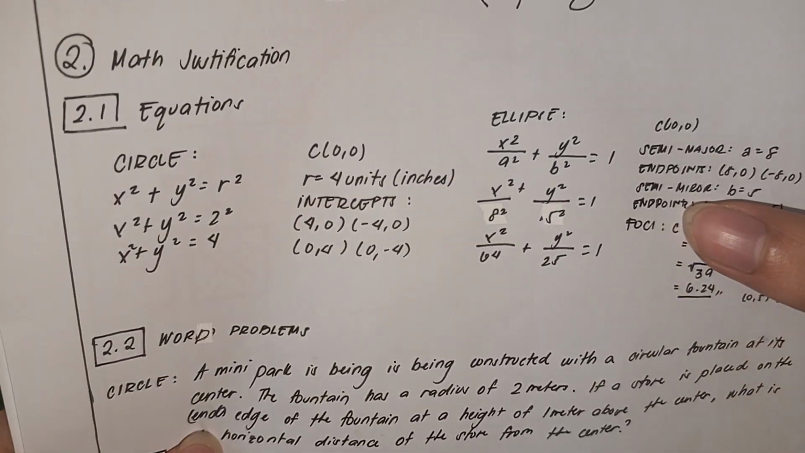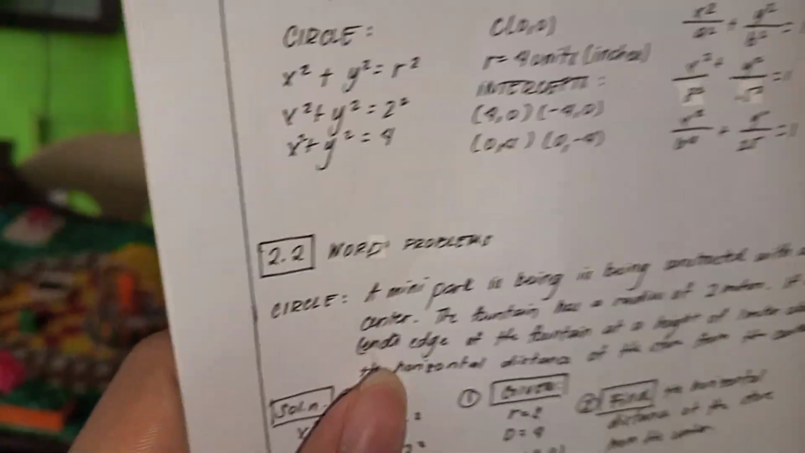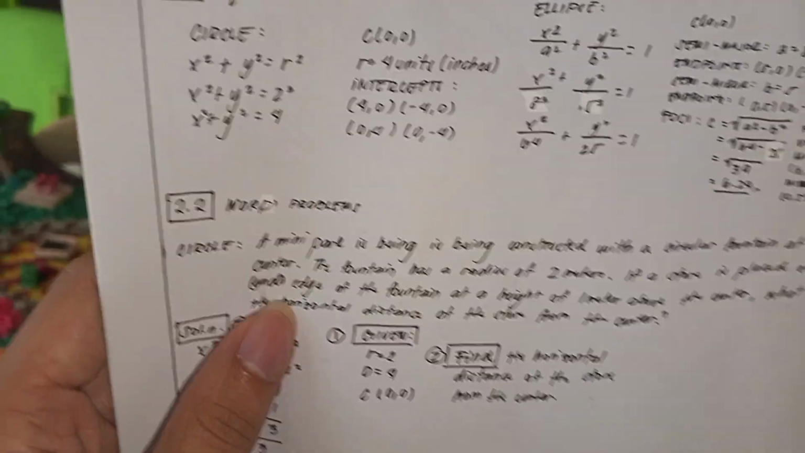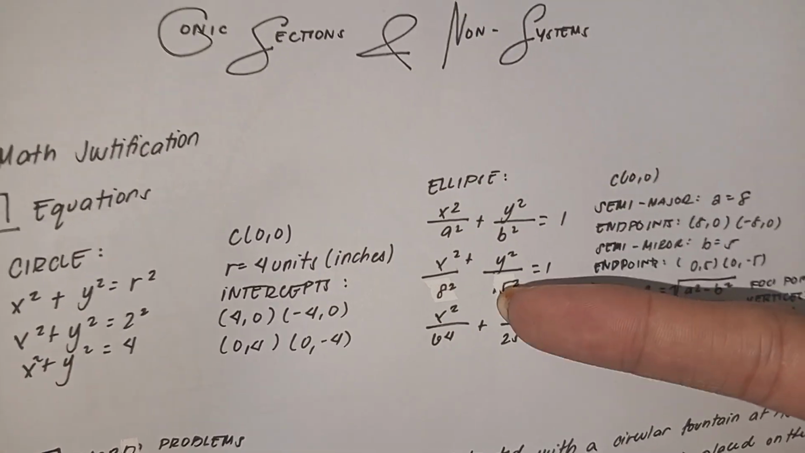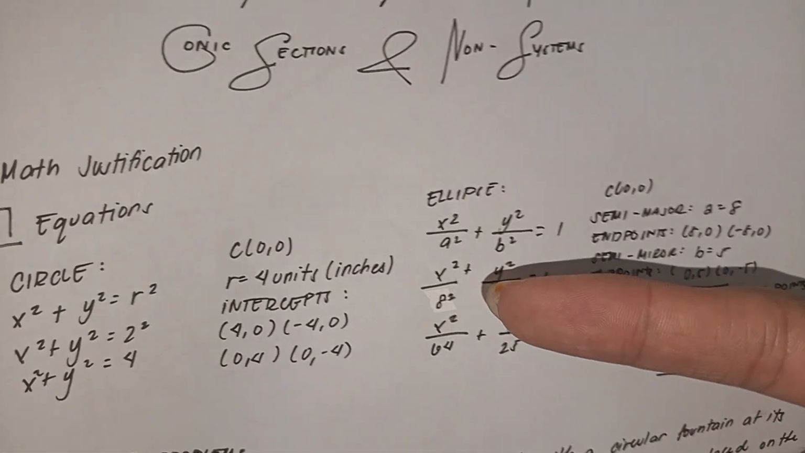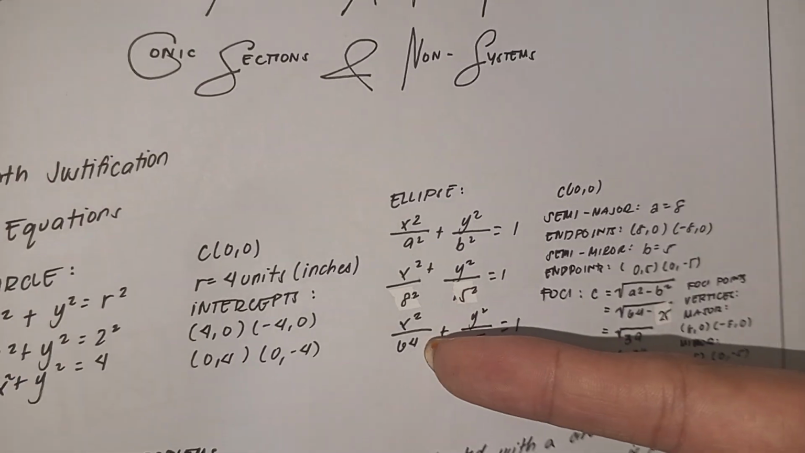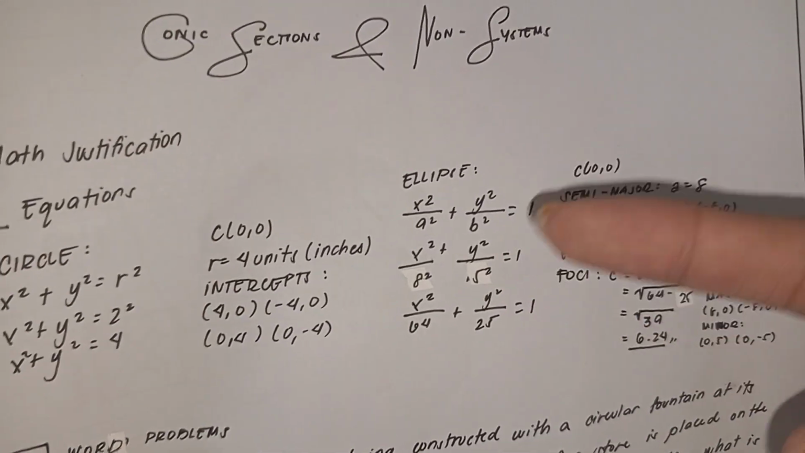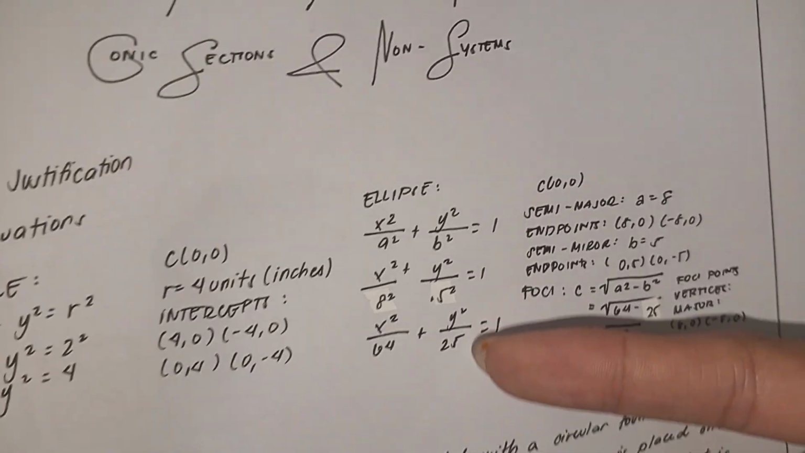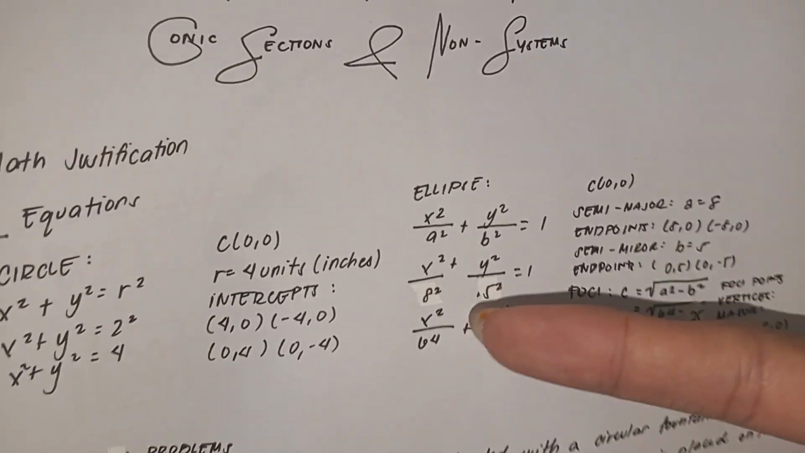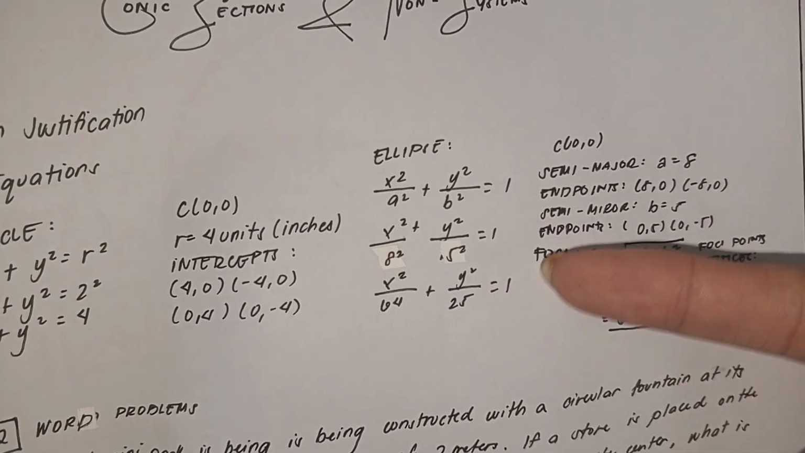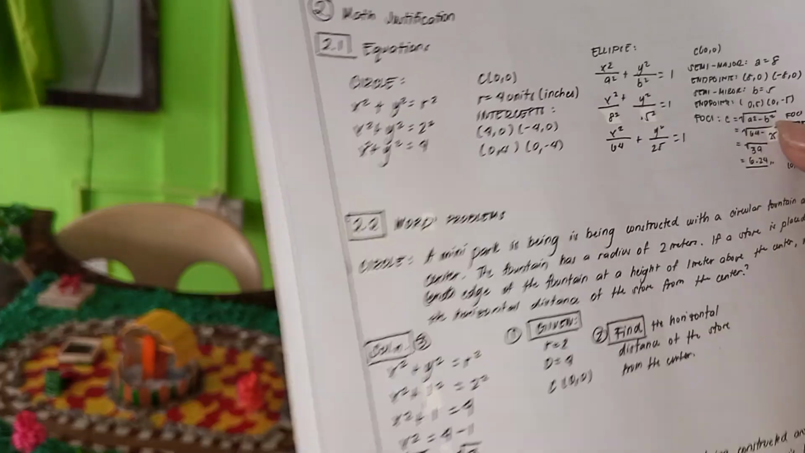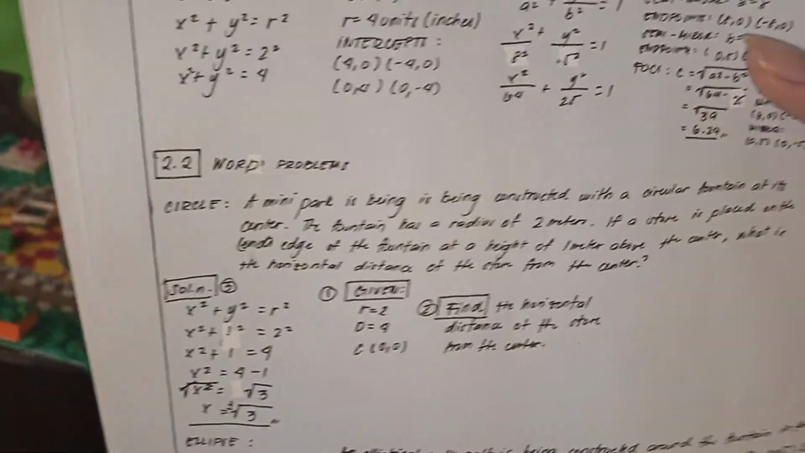Now let's substitute them into the equation of the ellipse. x squared over a squared plus y squared over b squared equals 1. So a is 8, and 8 squared we just get 64. And for b, we have 5, so 5 squared is 25. So the equation is x squared over 64 plus y squared over 25 equals 1. Now, we move on to our word problems.